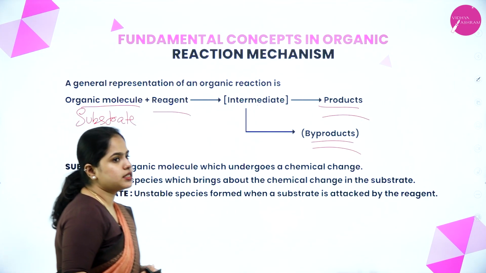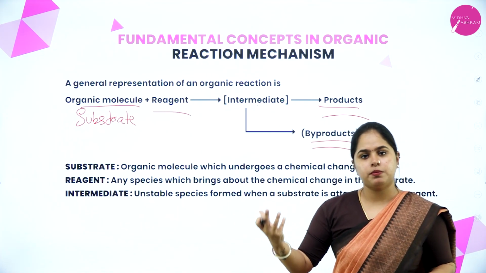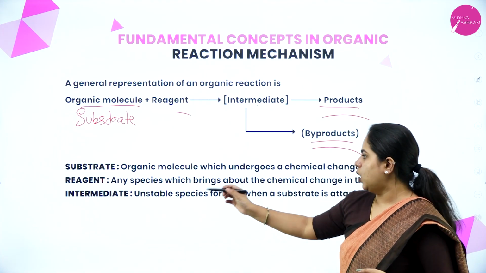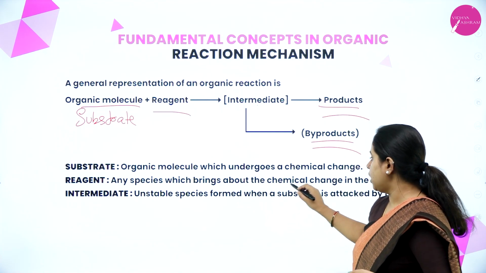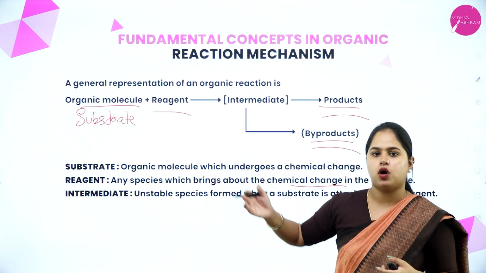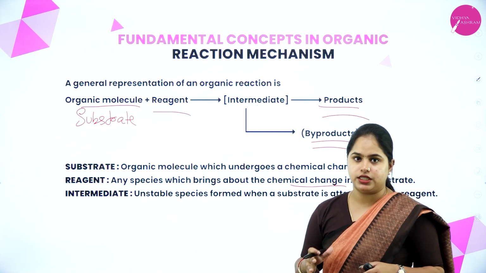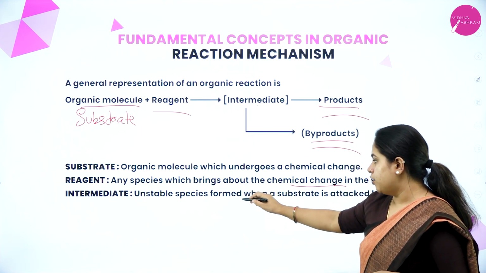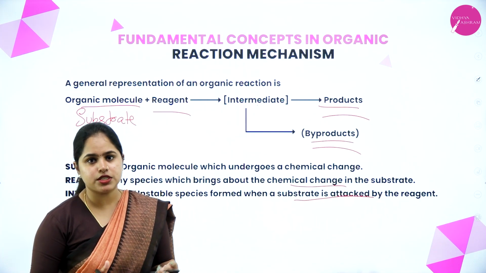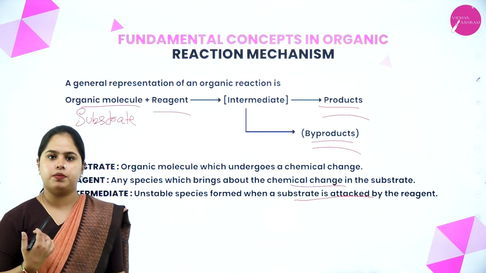So the substrate is the organic molecule which undergoes a chemical reaction. Substrate means the initial organic compound which we have taken. Now, reagent is any species which brings about the chemical change in the substrate. The compound with which the substrate reacts is called a reagent. And an intermediate is an unstable species formed when a substrate is attacked by the reagent. Through this state only we will get the products and byproducts. So this is the general representation.